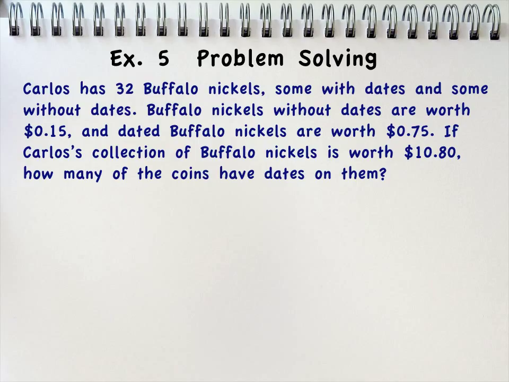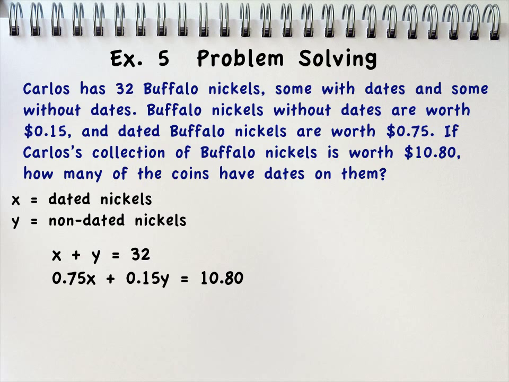So we always want to set up our system of equations by establishing what you want to call x and what you want to call y. And my convention is, because the dates came first, it says some with dates and some without, I say let x equal dated nickels, y equal non-dated nickels. And because he has 32 buffalo nickels, I can write an equation, x plus y equals 32. And the dated nickels, 75 cents times x plus 15 cents times y equals a total of 10.80.